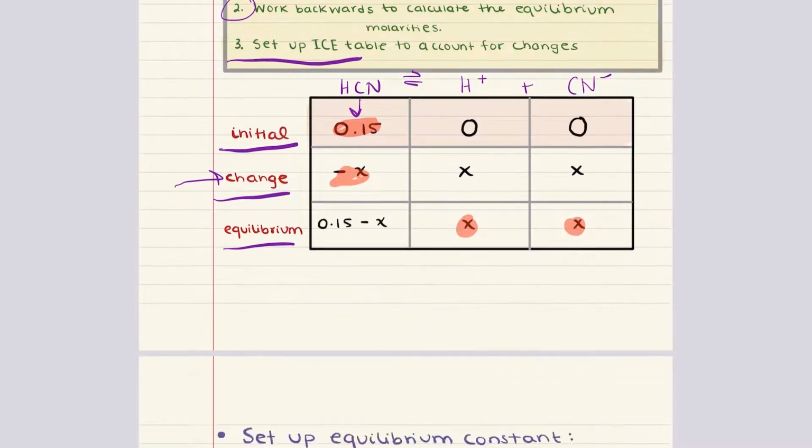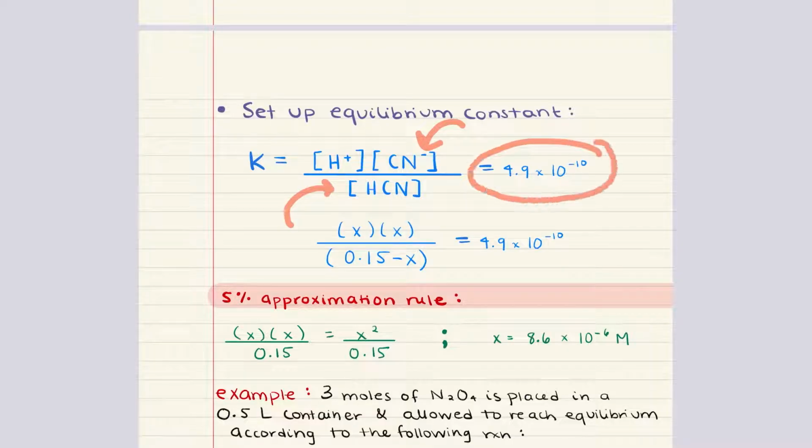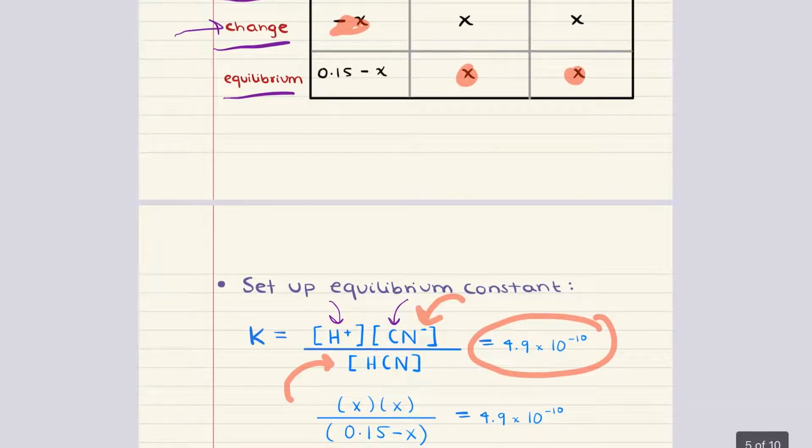Now here, what we're going to do next is set up our equilibrium constant expression. We know that our equilibrium constant is equal to the concentration of the products raised to their stoichiometric coefficients over the concentration of the reactants raised to their stoichiometric coefficients. And that equals K, which we are given. That's 4.9 times 10 to the minus 10 power. Now, we can begin to replace these terms with our equilibrium terms that we've determined from our ICE table.